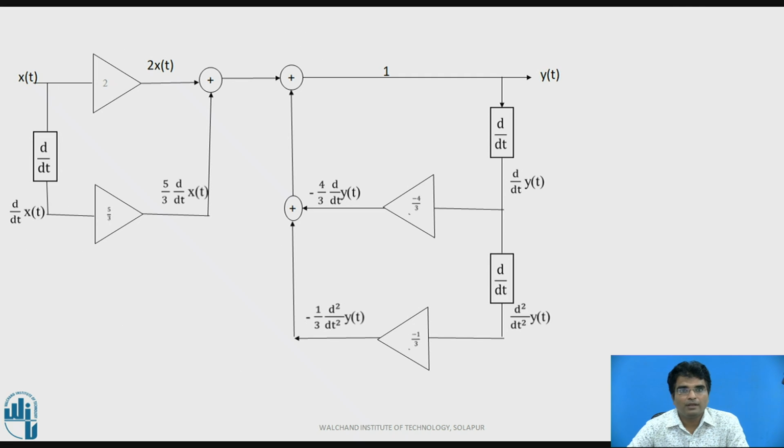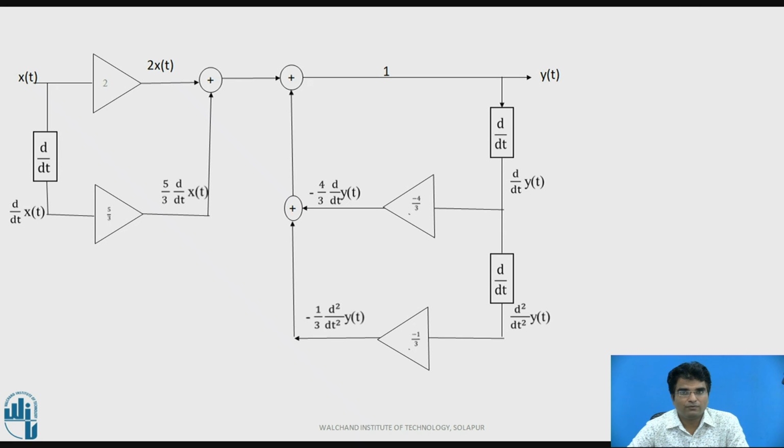Here x of t is given to the constant multiplier 2, which produces the output 2x of t, which is given to the first summation. At the same time, d by dt of x of t is given to the constant multiplier with the constant value of 5 by 3, which is again given to the first summation. Then the output of the first summation is given to the next summation as an input. At the same time, it will produce the output y of t.